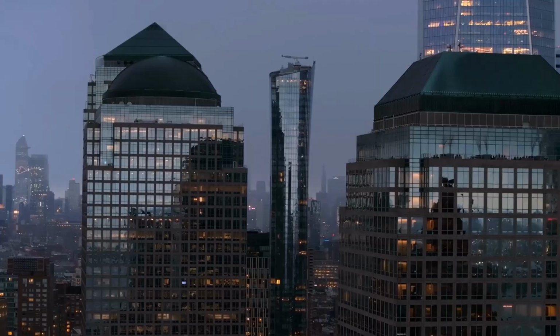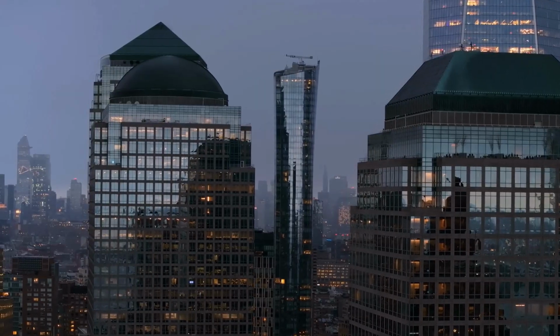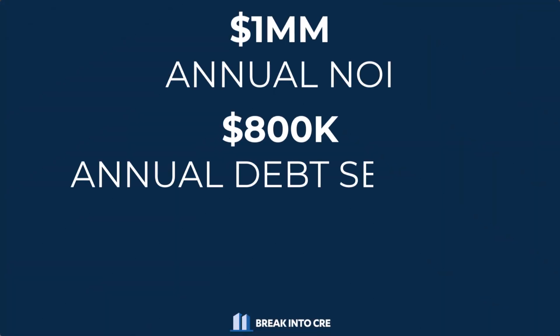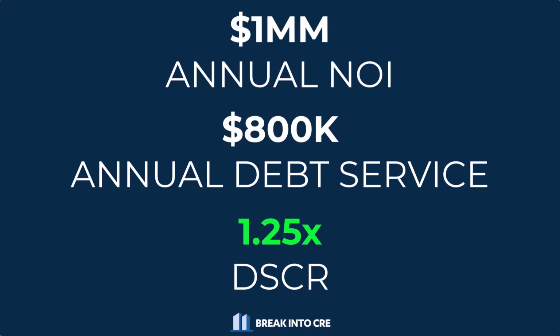And what makes this figure so important to lenders is that this provides a really clear indication of how much cushion a property has to continue making loan payments if the NOI of the property were to decrease in the future. For example, if we were acquiring a property that generated $1 million a year in net operating income and annual debt service on the loan was $800,000, the DSCR on this property would be 1.25x.